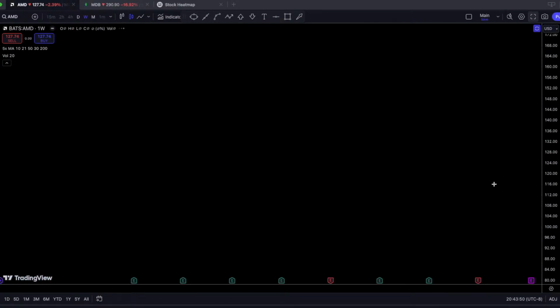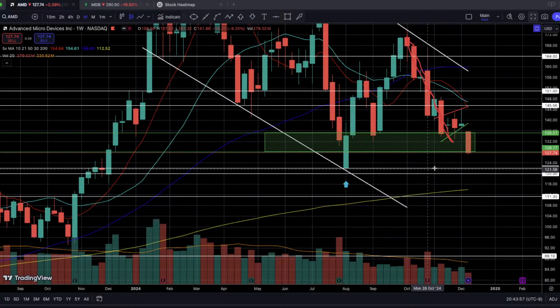Let me just reload here. TradingView likes to reload. So we have this weekly 200 SMA slowly rising up higher, and at some point we will see a retest of the weekly 200 SMA. That is something that you will have to expect to see.